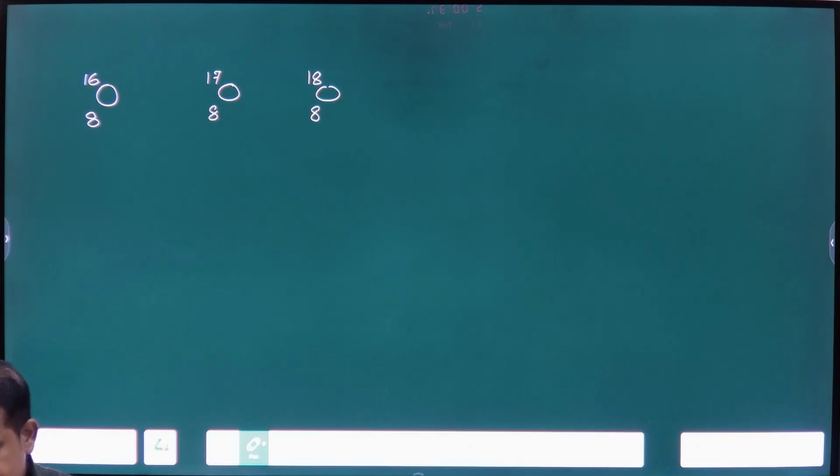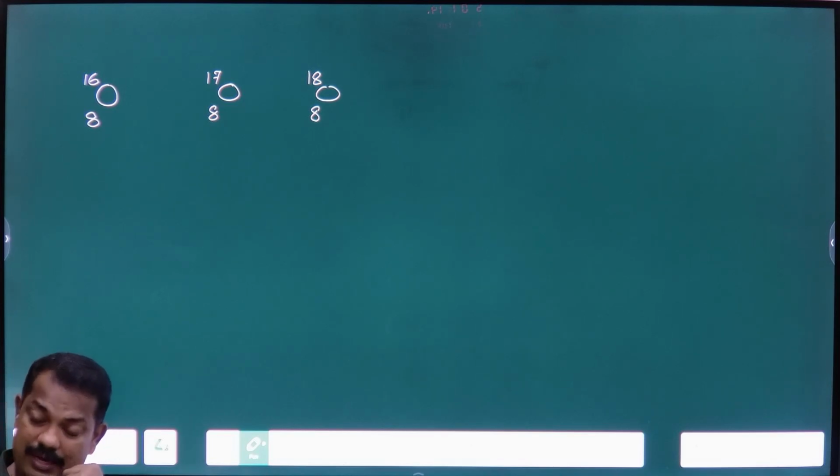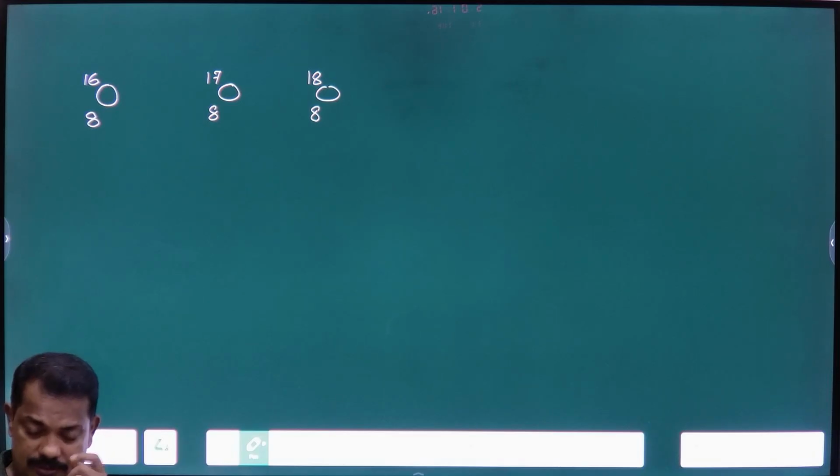Next question. All the isotopes of an element have identical chemical properties. Give reason. Granth, answer. Because they have identical electronic configuration, and so they have the same number of valence electrons. Okay.